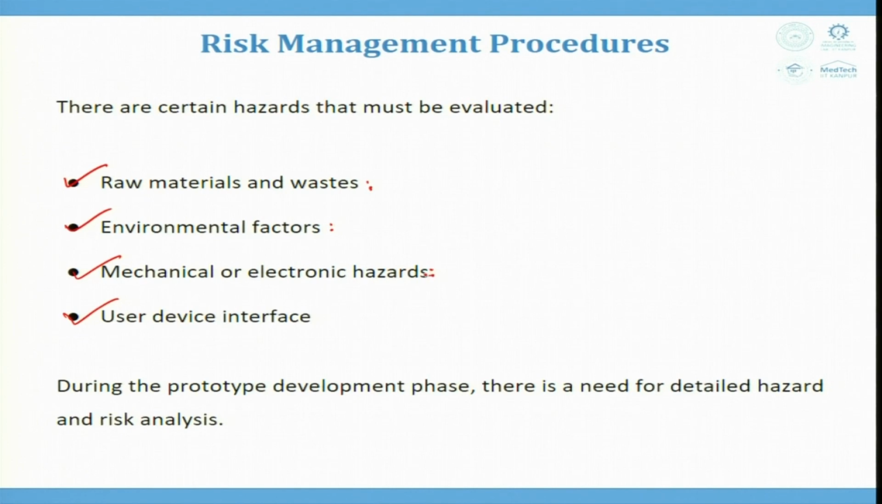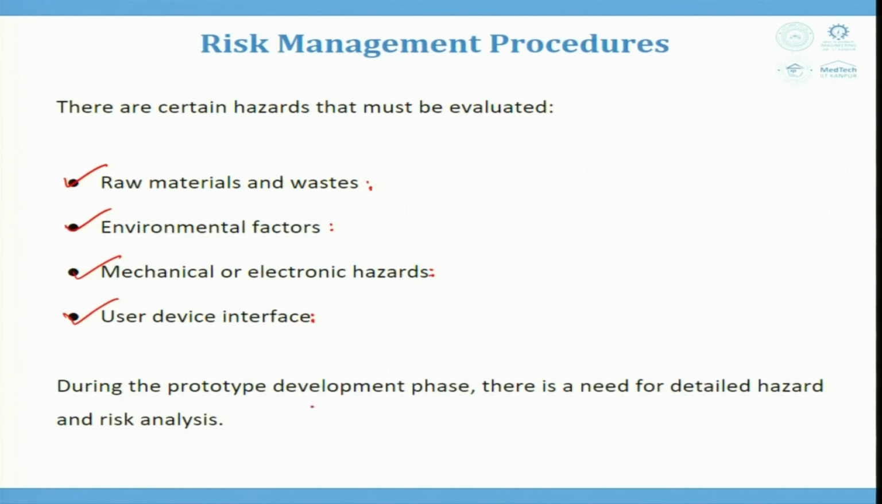When I say mechanical or electronic hazards, they could be any mechanical failure that happens, maybe because of a small screw which is not tightened properly. Electronically, the circuits might not be connected properly. Then user device interface: the hazards associated with human factors such as ineffective delivery, maybe of drug administration, or incorrect or incomplete information, or control of life sustaining operations, all of these are involved in the user device interface.